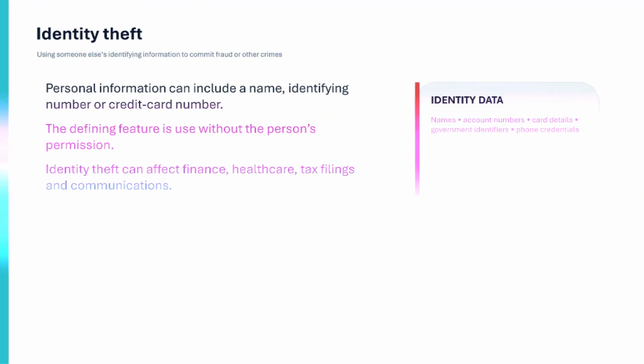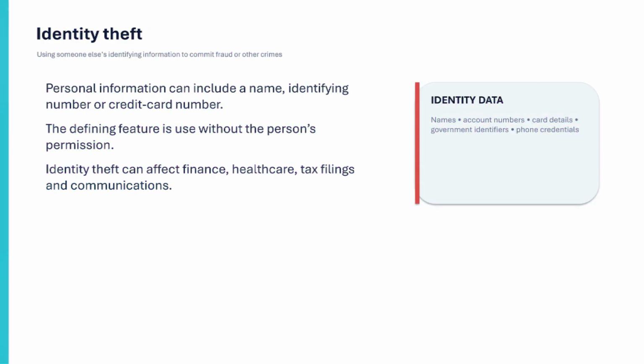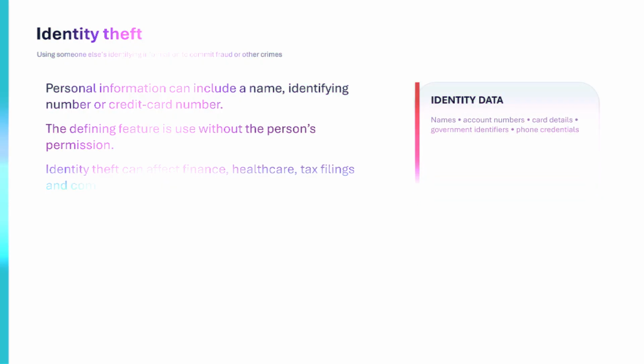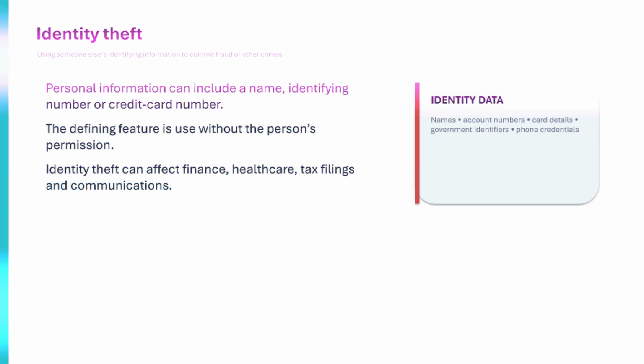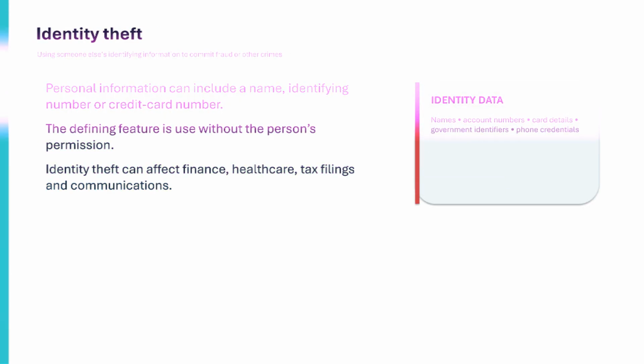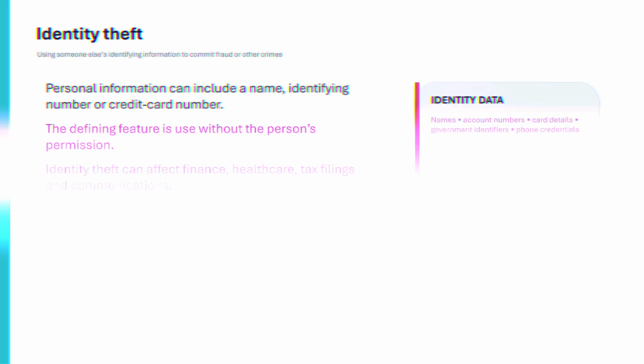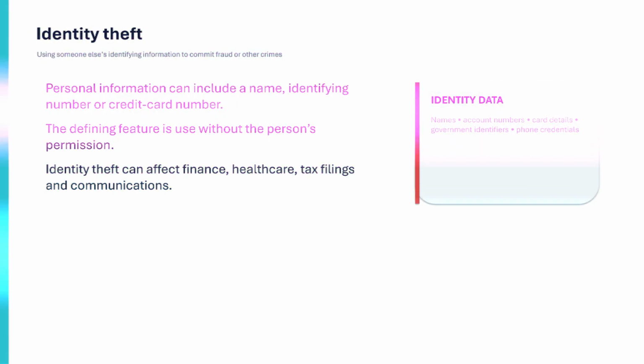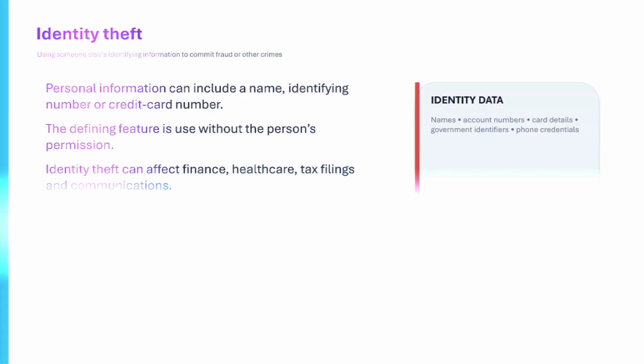Identity theft happens when someone uses another person's identifying information without permission to commit fraud or other crimes. This information can include names, account numbers, payment cards, or government identifiers. For example, a stolen phone number can be hijacked in a SIM swap attack, allowing a criminal to receive two-factor password reset codes and take over email or financial accounts. The takeaway here is that identity protection is account protection.